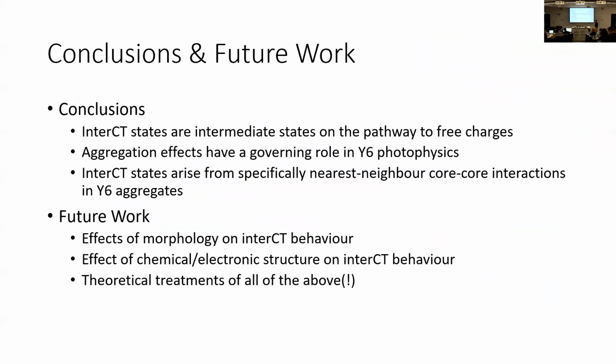So yeah, the conclusions then. The original paper showed that the reason why these inter-CT states are important is because they're intermediates on the pathway to the formation of free charges, which is what we're interested in for a solar cell. And that these aggregation effects have a really dominant governing role in the photophysics. They arise from specifically nearest neighbor core-core interaction. So that's how we've improved.